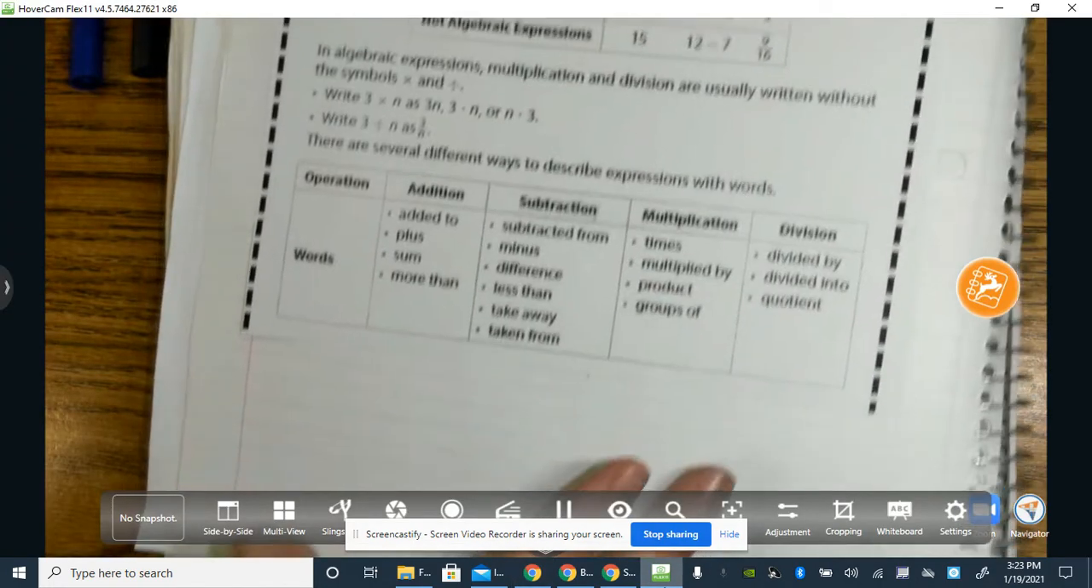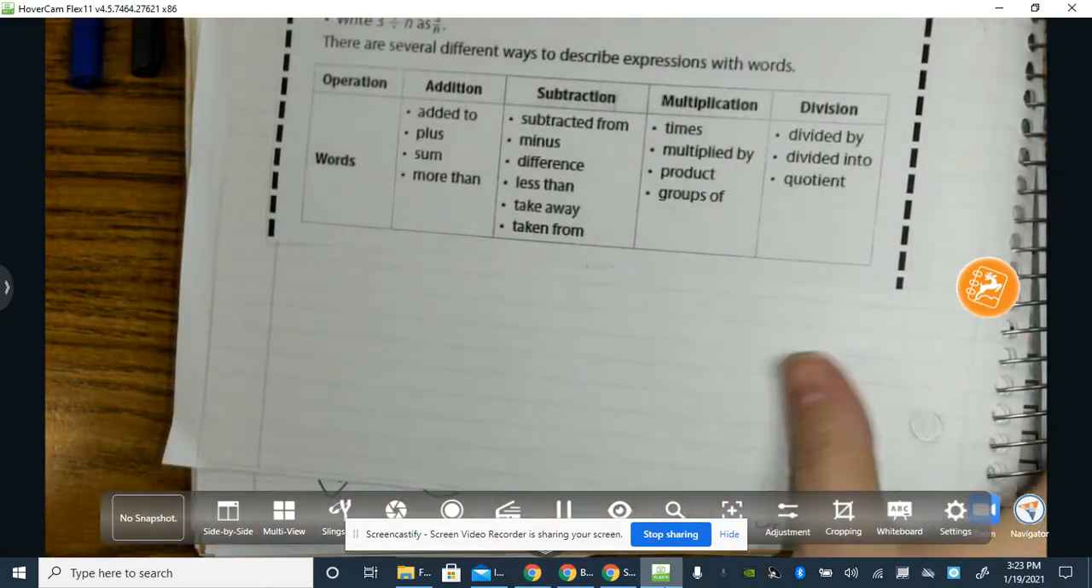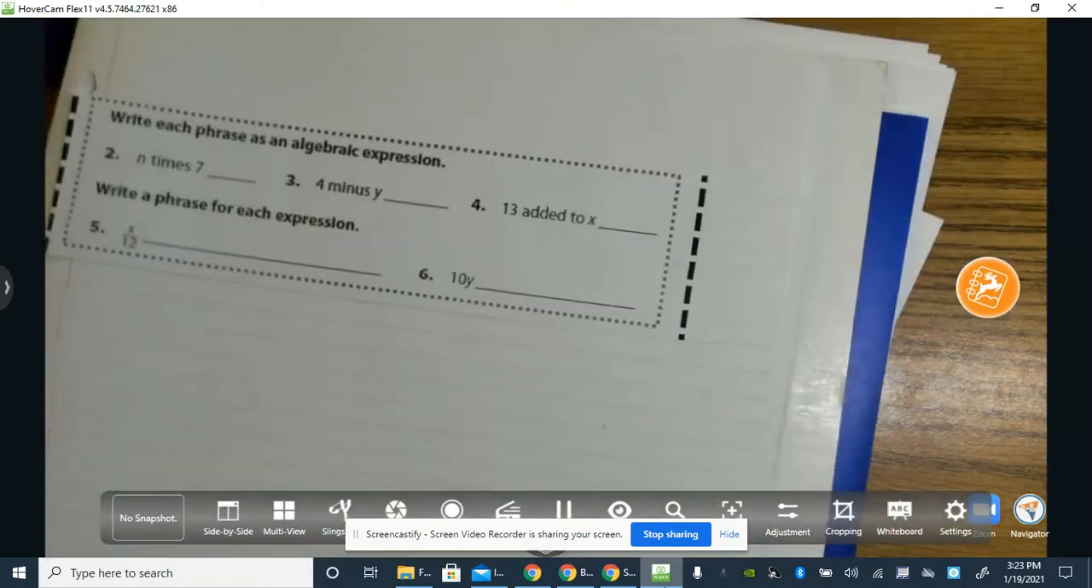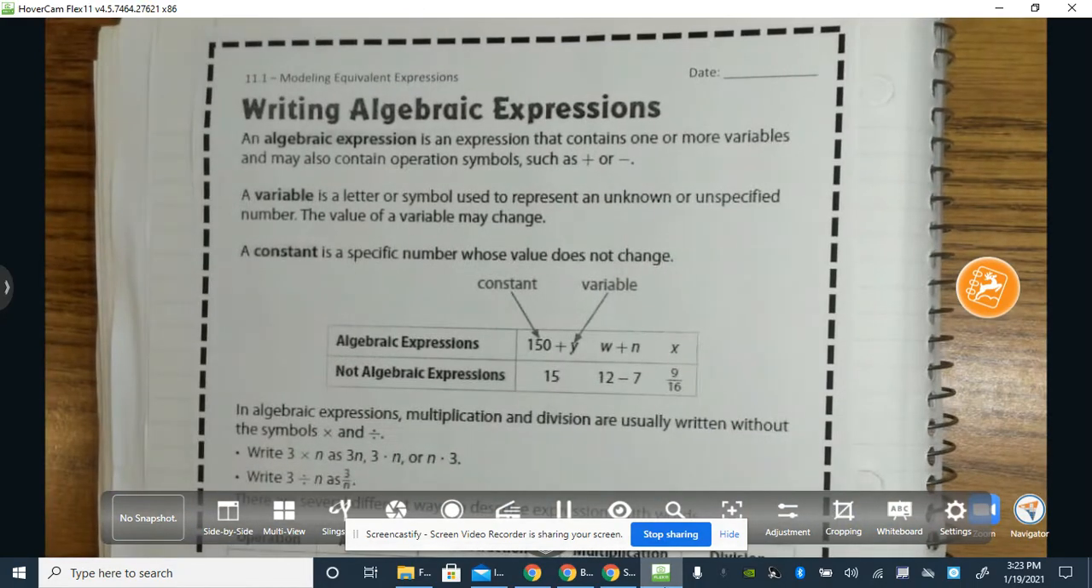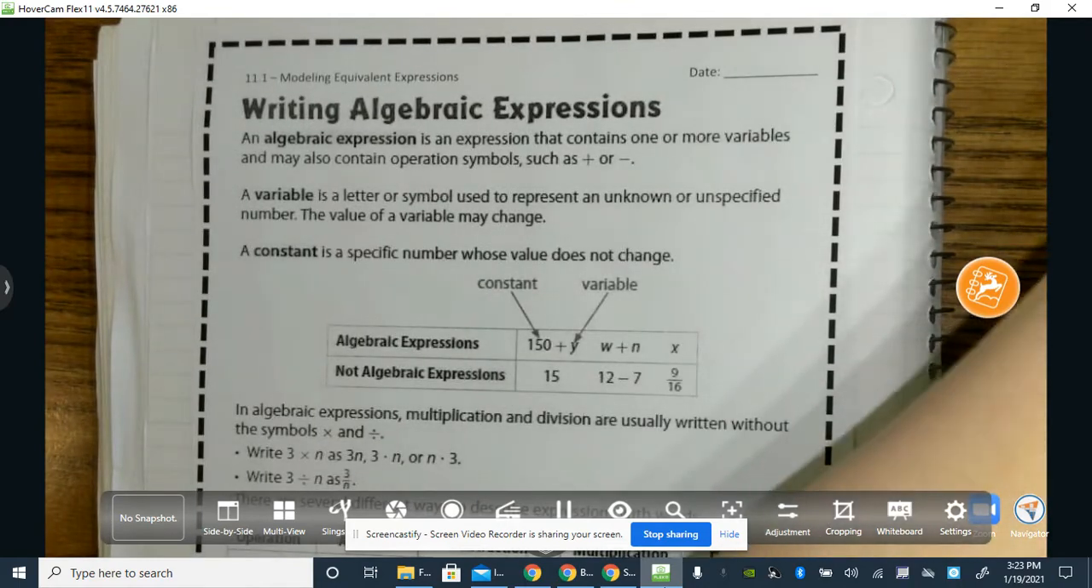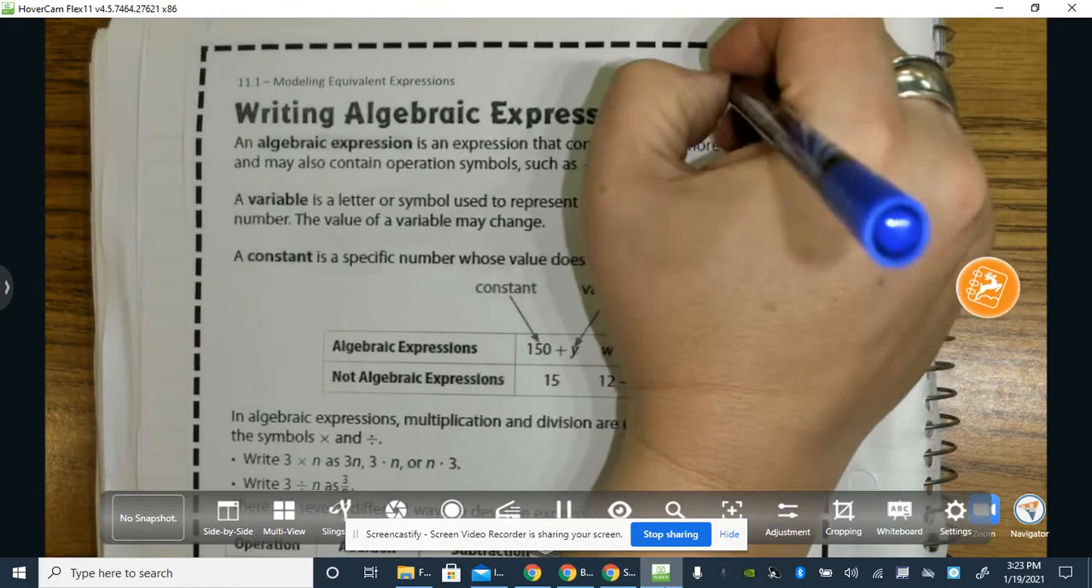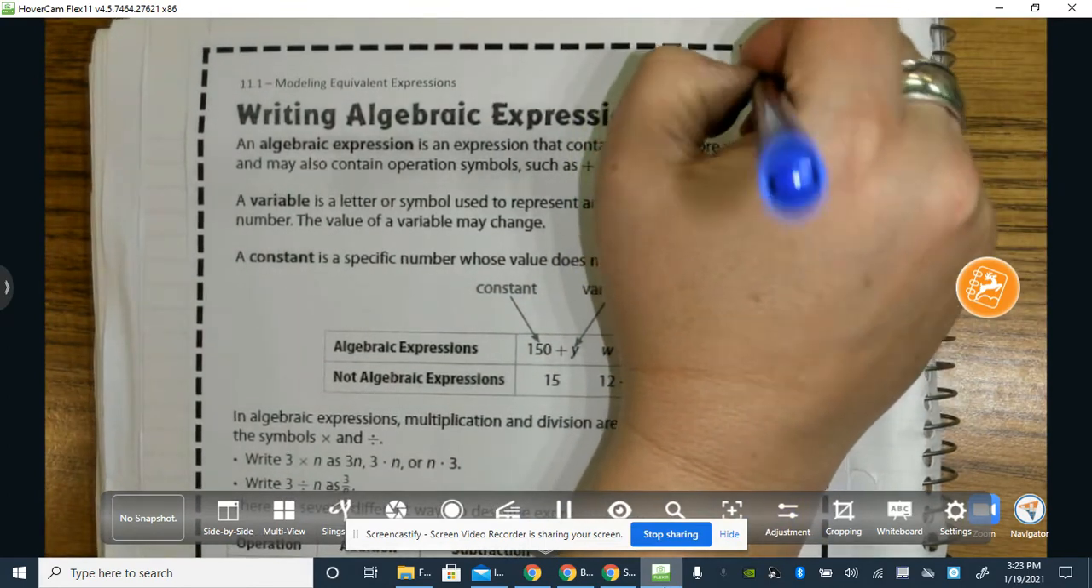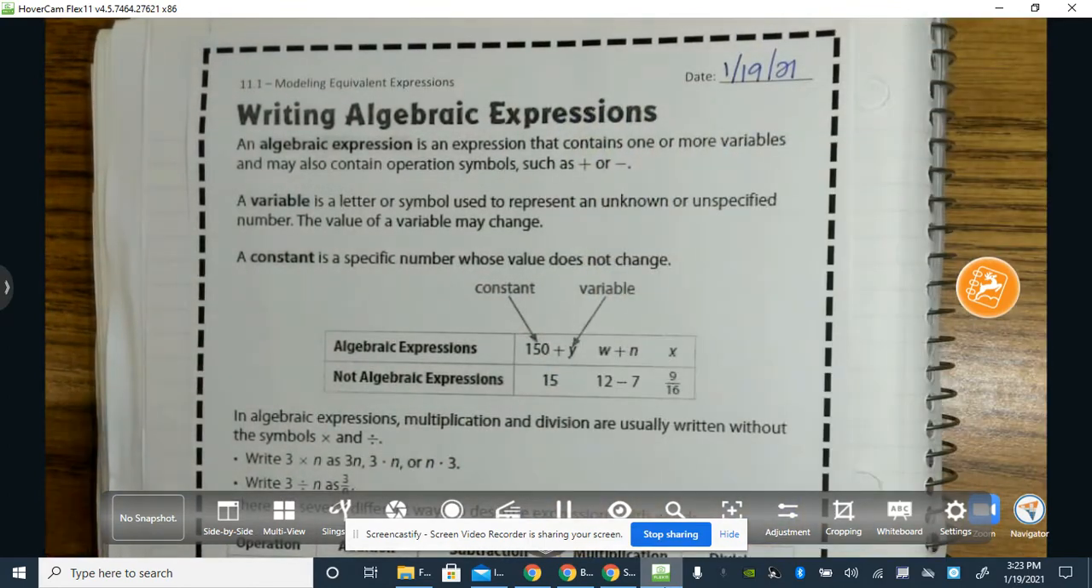So I want you to cut your notes. There's a little section here, and I want you to cut that, and you're going to glue that on the next side. So let me lock in my camera because it keeps zooming out. So today is 1/19/2021. And we're going to be talking about writing algebraic expressions.